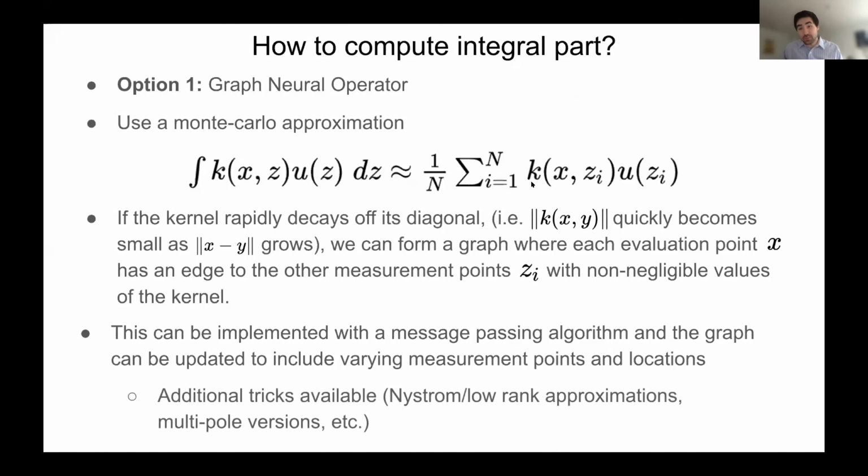This might be somewhat expensive if we have a large number of measurement points, because we're going to need to effectively compute this big kernel matrix of all the points with each other, especially if it isn't super localized. But then there's a whole bag of tricks for computing kernel matrices like this. You can use Nystrom or low rank approximations. There is an extension of the original graph neural operator paper to multi-pole discretizations where you zoom out on varying scales to approximate the behavior overall.